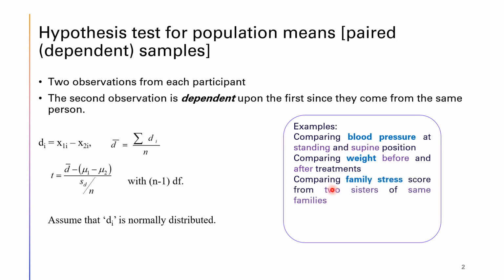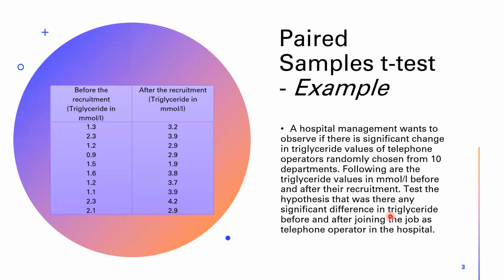For example, comparing the family stress score from two sisters of the same family. The family is one, and let's suppose we are taking the data of 100 families. So from each family, we are obtaining the paired observation from the two sisters. Another example is comparing two instructors in a teaching evaluation score from the students of the same class. The class will be the same, and we ask the students to fill in the evaluation form for the two instructors.